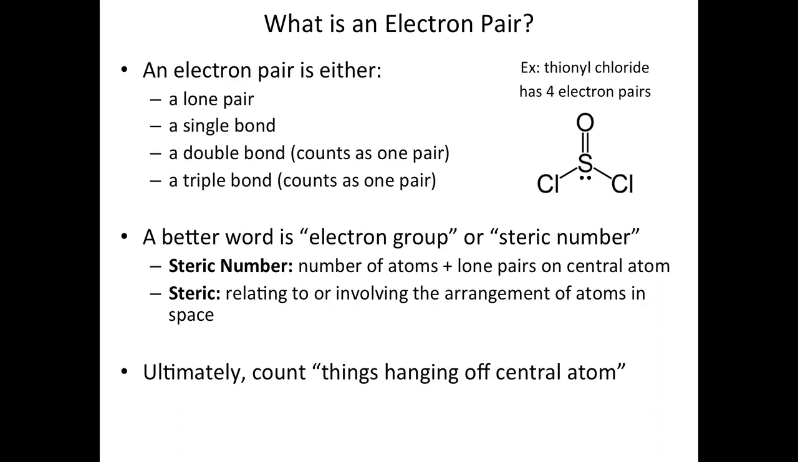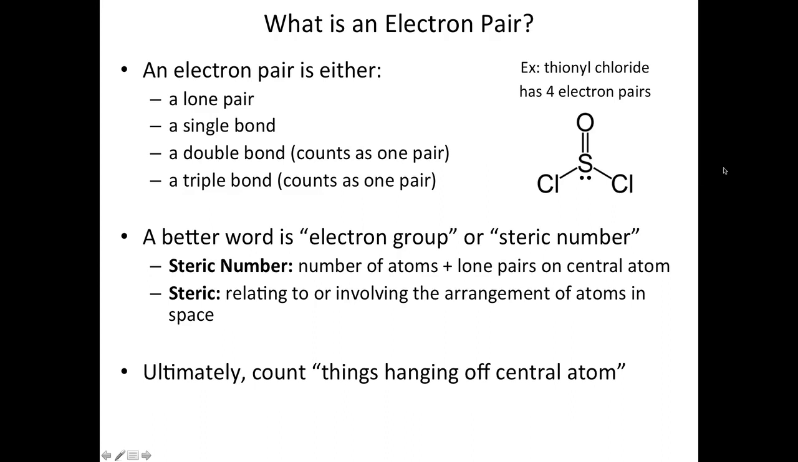So what exactly is an electron pair? An electron pair could either be a lone pair, a single bond, a double bond, or a triple bond. What's weird here is that a single, double, or triple bond all count as one pair. There's a good reason for this that we'll see when we talk about sigma and pi bonds and hybrid orbitals and things like that, but we're not there yet. So for the moment, just roll with it.